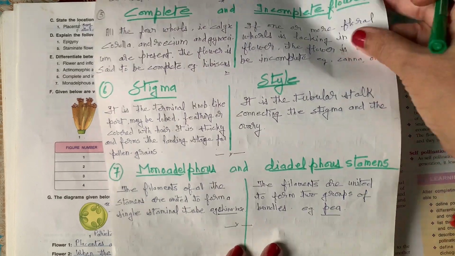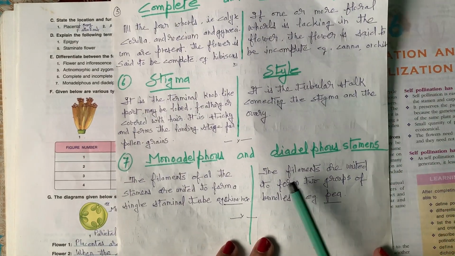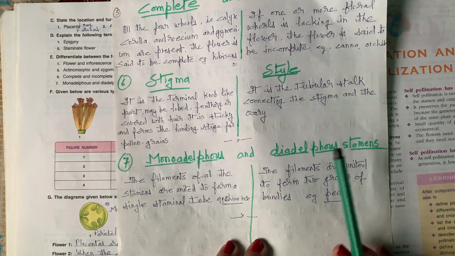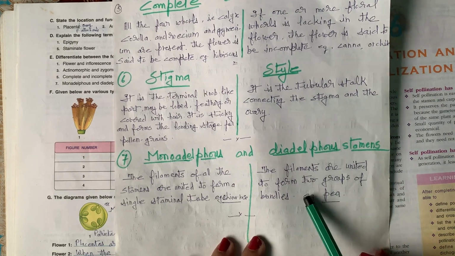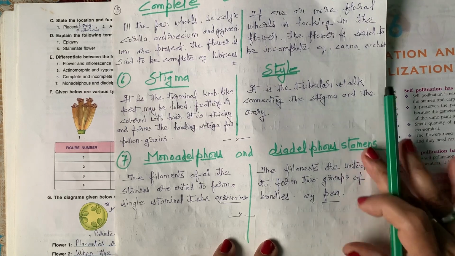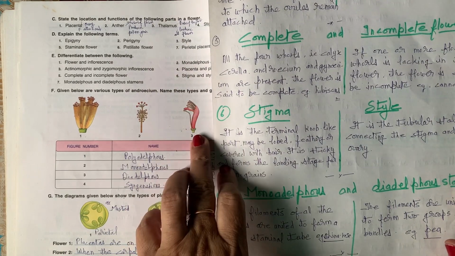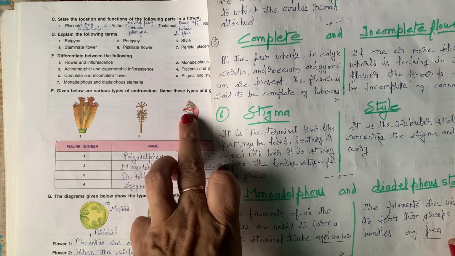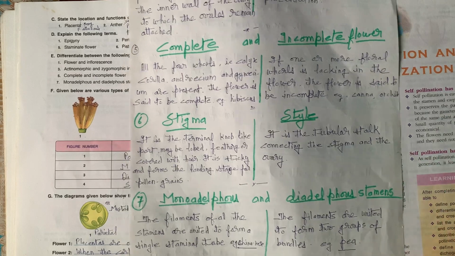Now the next one, monoadelphous and diadelphous stamen. Monoadelphous: filaments of all the stamens are united to form a single bundle, the staminal tube, as in China rose. Diadelphous: filaments are united to form two groups of bundles, for example, pea. You see in this case, this is pea, 9 plus 1 arrangement, 9 stamens in one bundle, 1 is separate, and this is the style, which is present as it is in the case of the pea.